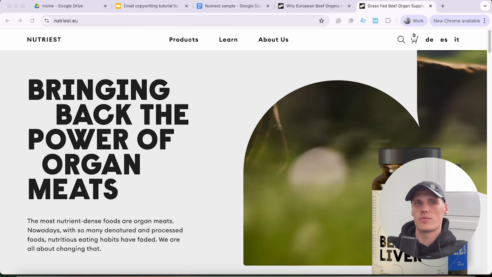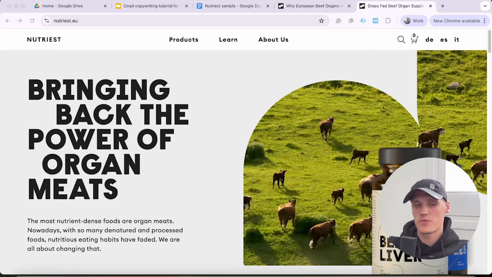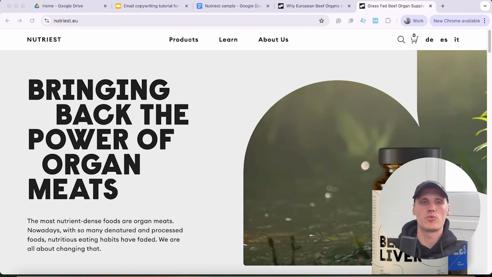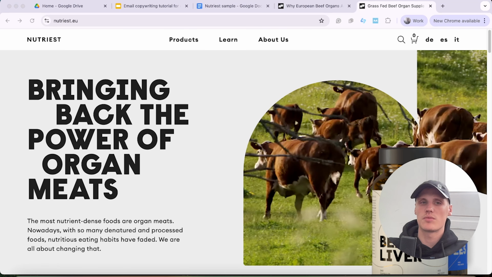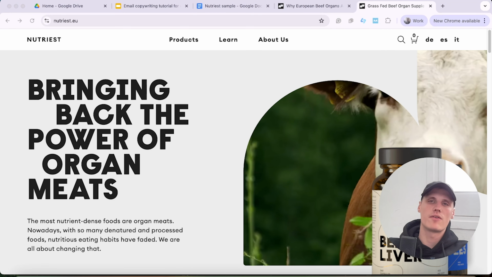Okay, so here I have a brand called Nutrius that sells beef organ supplements. I have never worked with this brand before. It's a problem-solution type of product, meaning people who are dealing with any kind of health issues are going to be looking for solutions, and beef organ supplements are really nutritious and can really have those benefits.